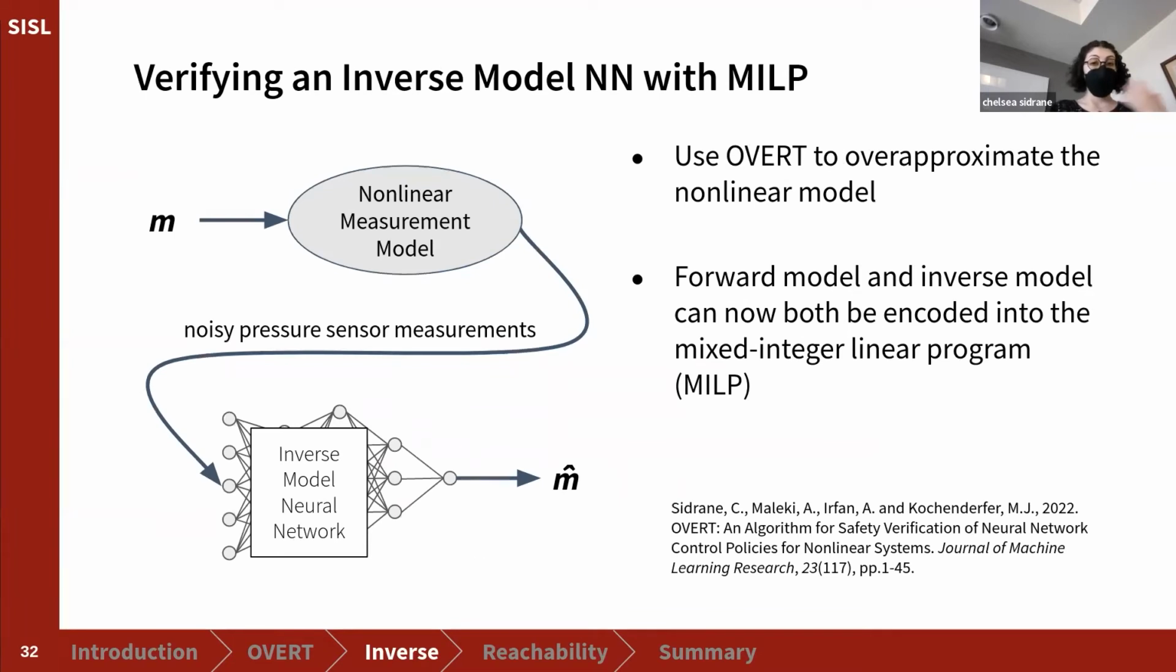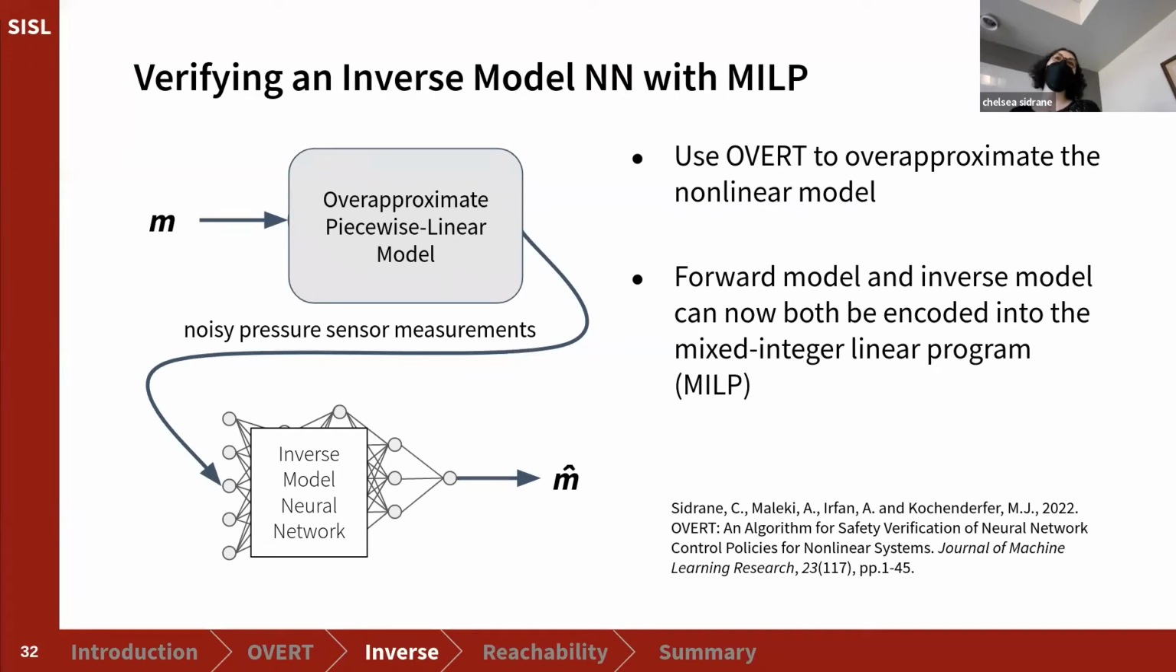Our solution is to use mixed integer linear programming-based neural network verification. The central idea is that we use OVERT to overapproximate the nonlinear forward model with piecewise linear relations. And then because we use a ReLU-based inverse model neural network to go back from pressure sensor measurements to fuel mass estimate, now both the forward model and the inverse model can be encoded into the mixed integer program. The high-level idea is that we perform this verification offline, and then we use the results to determine if the network satisfies the necessary requirements to be used on board.